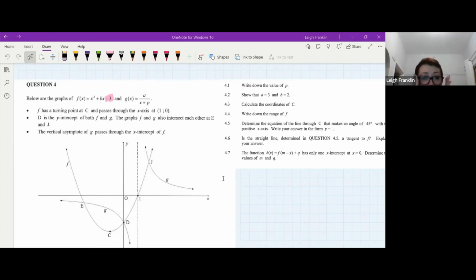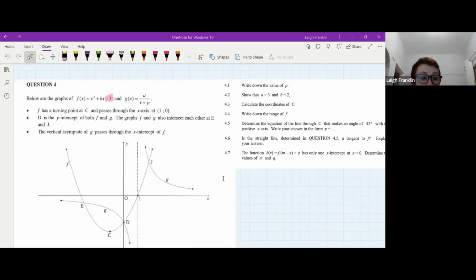All right, then we're going to have a look at the rest of the stuff that they've told us. f has a turning point at C. All right, they've labeled that for us, and it passes through the x-axis at 1 and 0. That's also been labeled. D is the y-intercept of both f and g. The graphs of f and g also intersect each other at E, and J. So these graphs actually intersect one another 3 times. Can you see that? They intersect at E and D and J. All right, so there's 3 places where they cut one another.